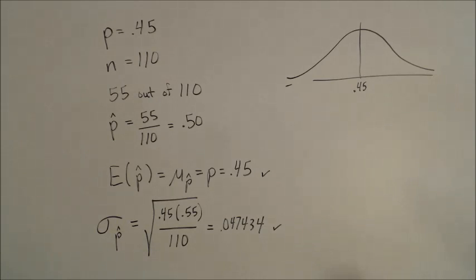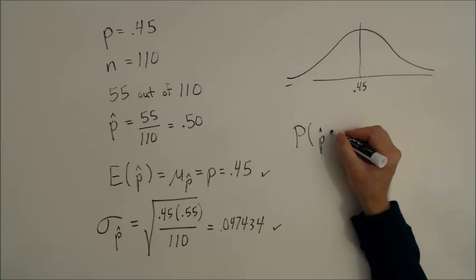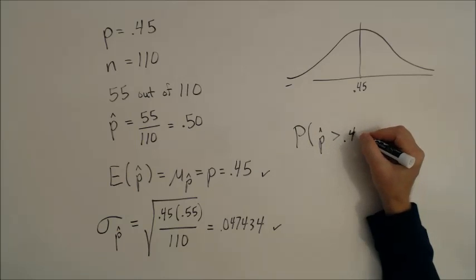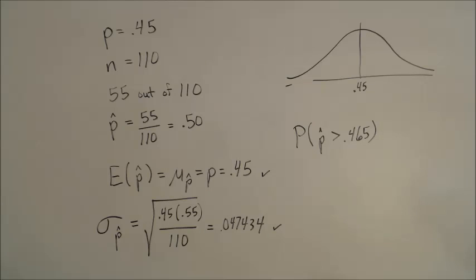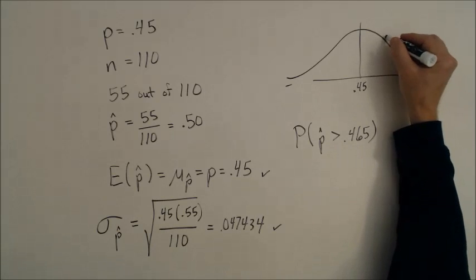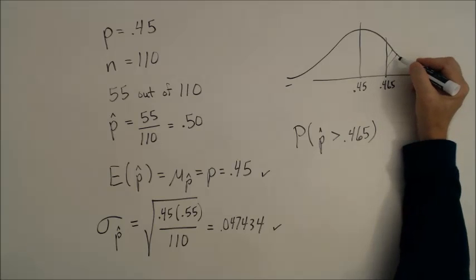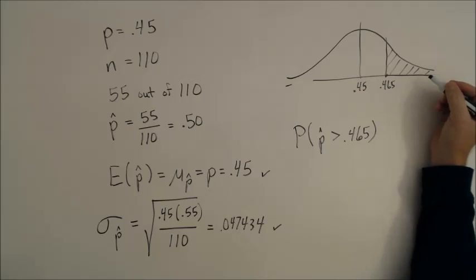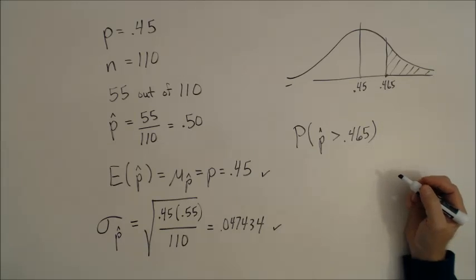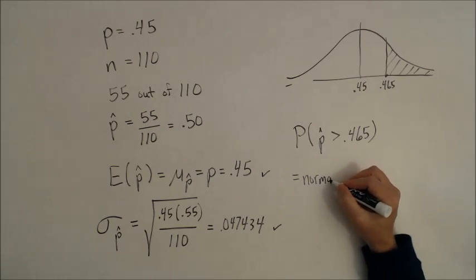We're asked that for samples of this size, what's the likelihood that we find a sample proportion that's greater than 0.465? In other words, what's the likelihood we observe a sample proportion greater than 46.5%? Note that 46.5% is to the right of center. It's above average, and we're asked to find the portion of the distribution, or the area associated with this interval. Using our normal CDF command, we can make this calculation.